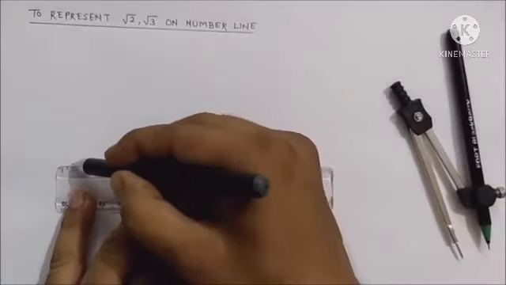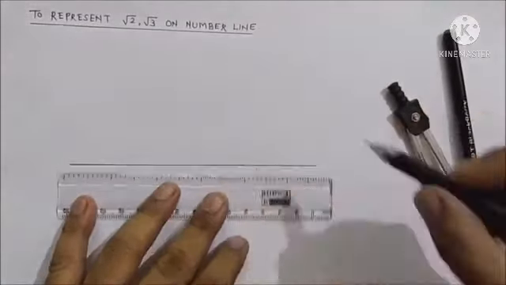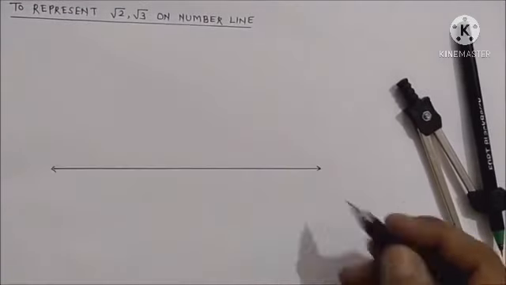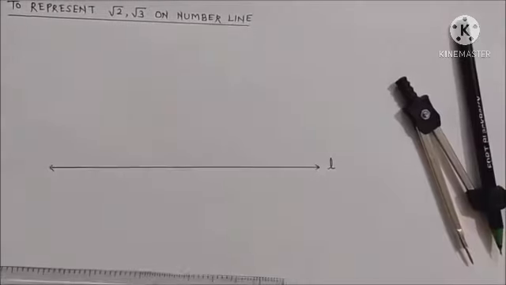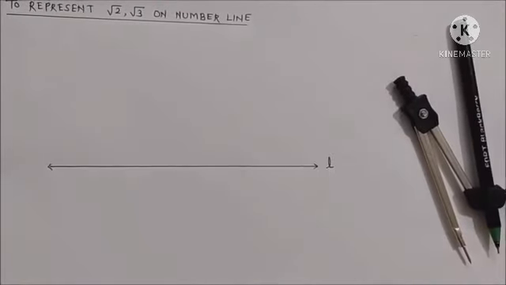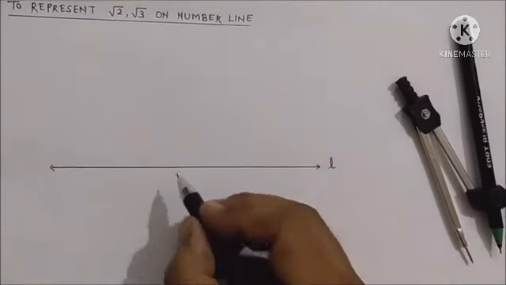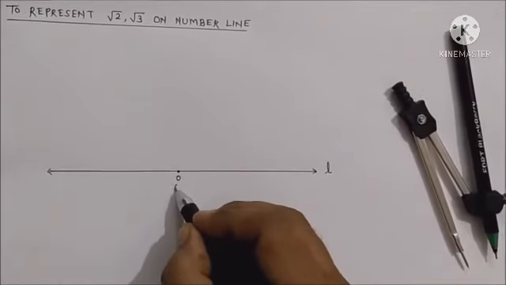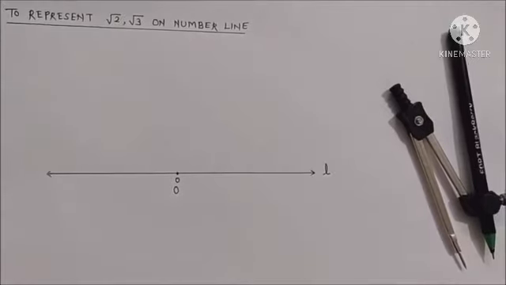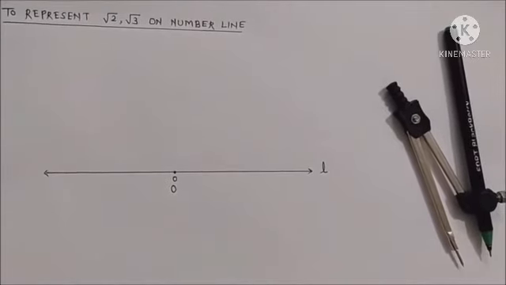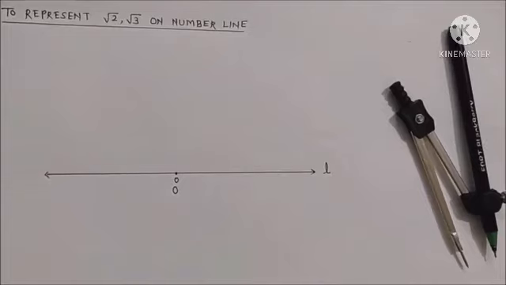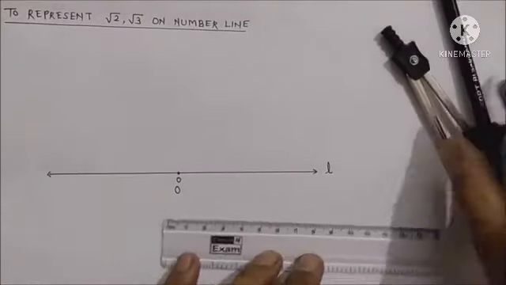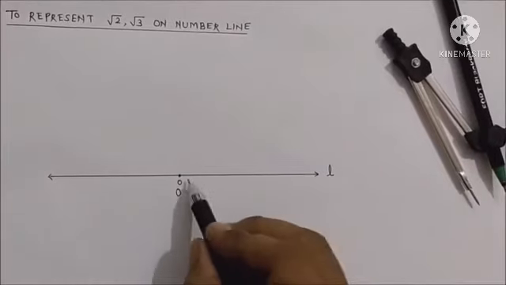First step, we draw a line. So this is line L. Then you mark one point here. This is 0. Mark this point as O. After this, on the right side, we are going to take one more point. Any distance you can take.